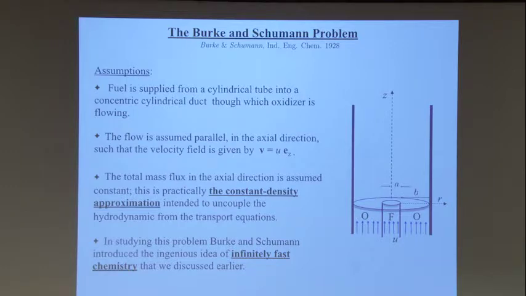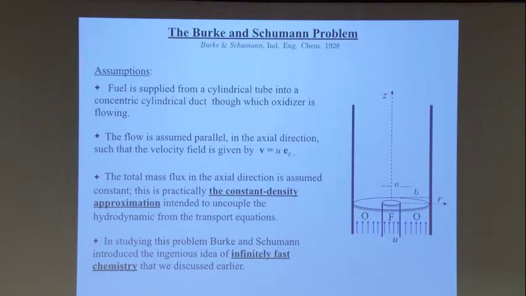Okay, here is the Burke-Schumann problem itself. The key simplification that Burke and Schumann assumed, first of all, is that the fuel is supplied in a cylindrical tube, and the oxidizer in another concentric duct. The flow is assumed to be parallel in the axial direction. In other words, v equal to u, and is not affected by the combustion, just moving up. The total mass flux in the axial direction is assumed constant. This is practically the constant density approximation.